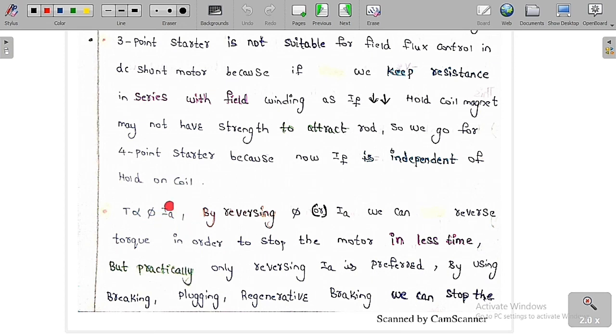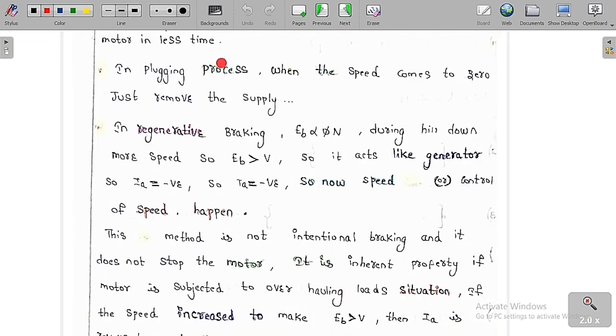But ideally, both are possible, but practically only reversing IA is very much possible. So now the methods to stop the motor in less time are the braking method, plugging method, and regenerative braking. Then we can stop the motor in very little time.